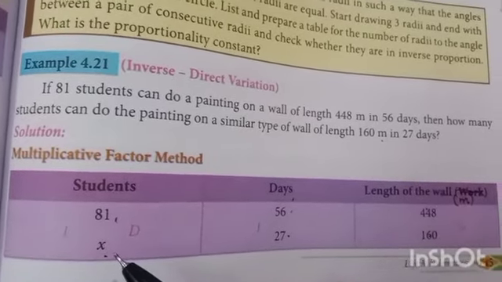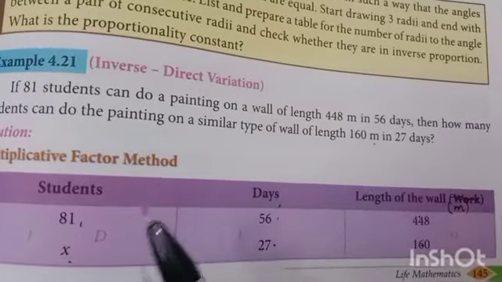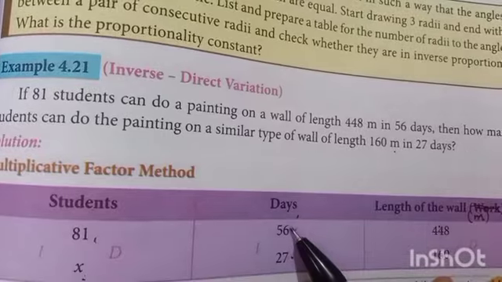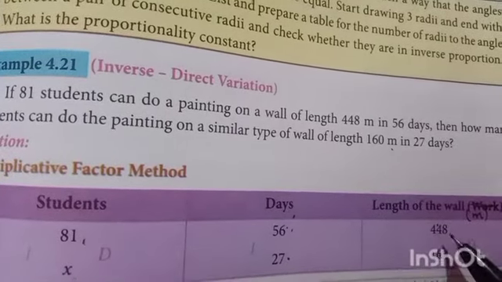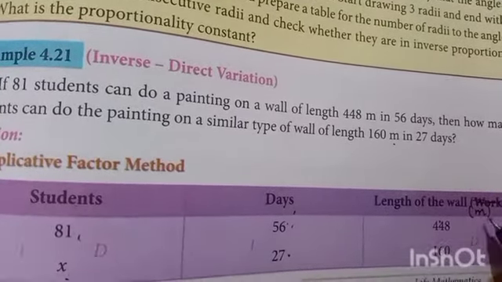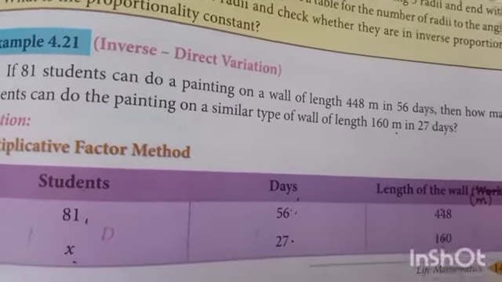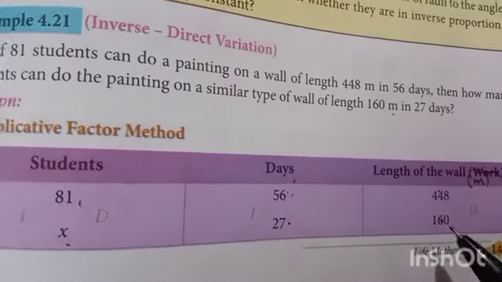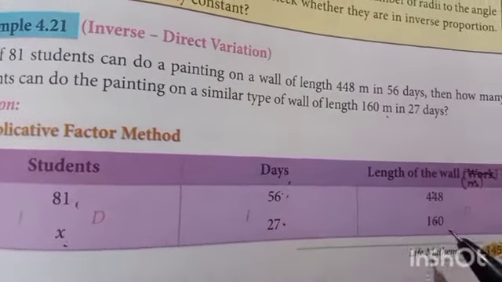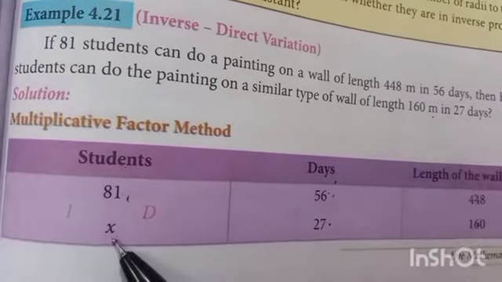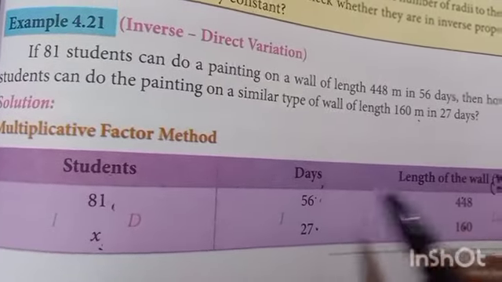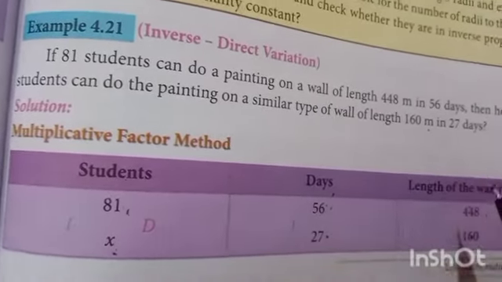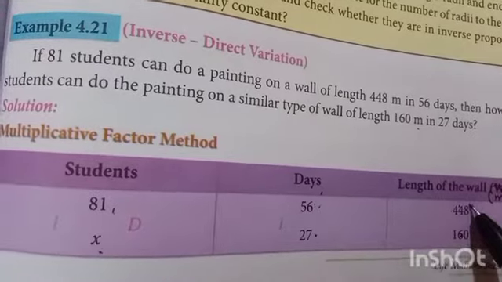Okay, students. Now you have to find: 81 students working in 56 days completed work of 448 meters. So we want to find how many students are needed to paint 160 meters in length. So which is unknown here? Students is unknown. So this unknown you compare with the remaining two. First you have to compare with the days or the length of the wall. That is your wish.